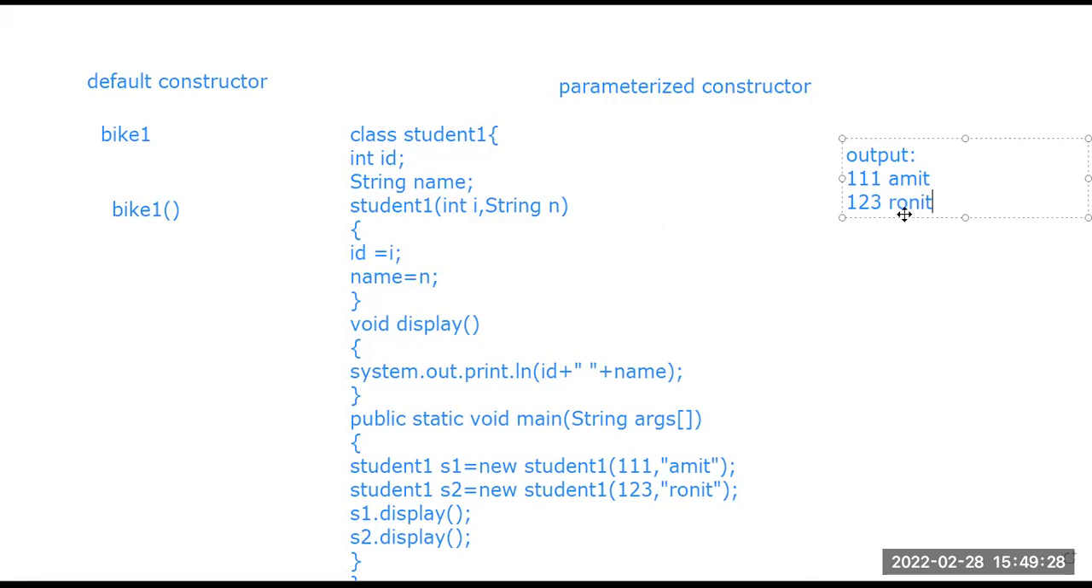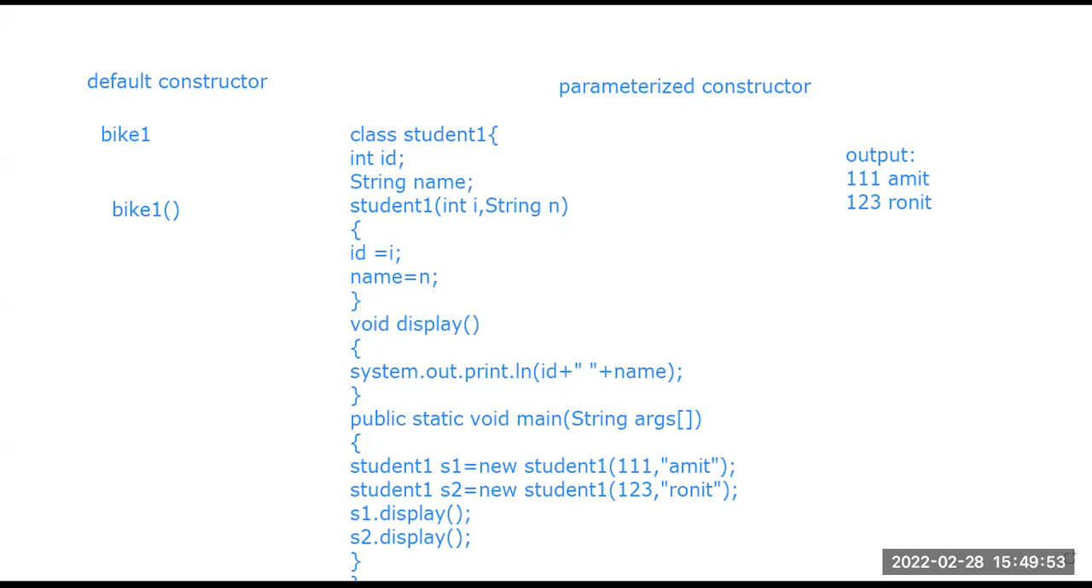Okay, so this is the output that we get if we run this program, because of the two sets of values that we are passing, that is 111 Amit and 123 Ronit. These values are passed, and in the output, s1.display shows the s1 value, 111 Amit, and for s2, 123 Ronit is displayed.